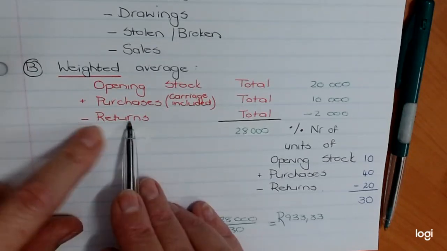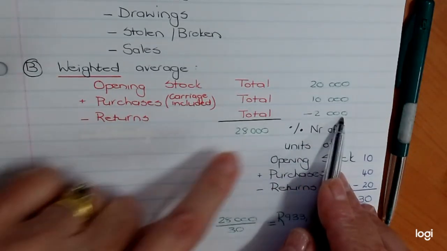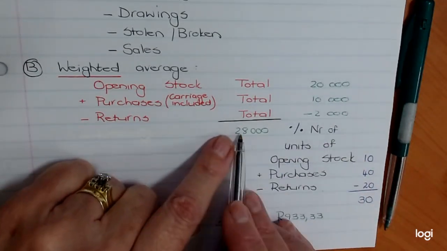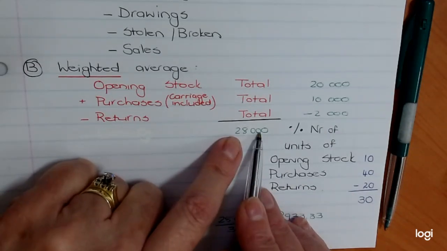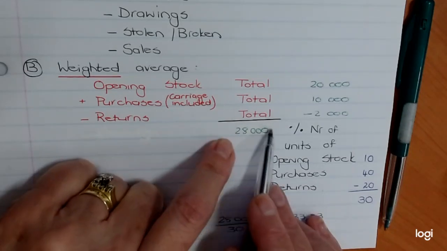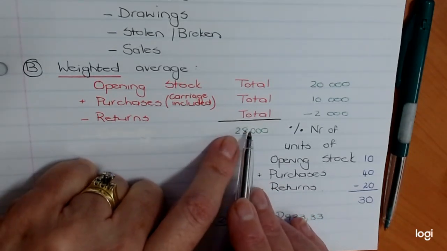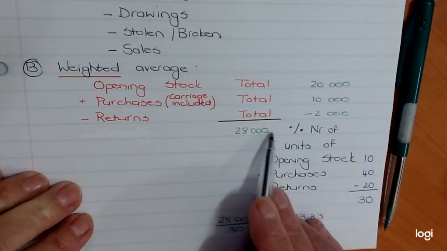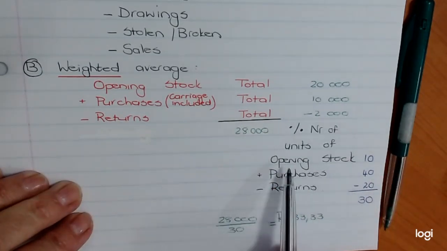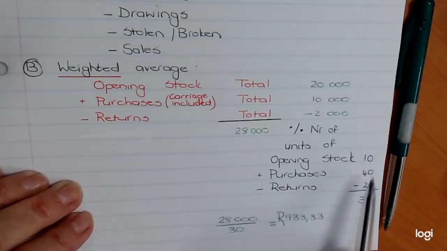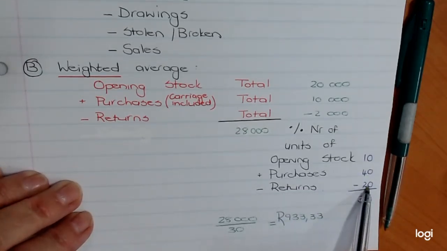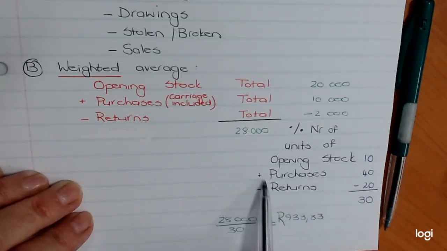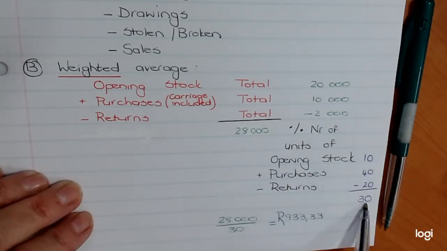And then you minus your returns. So this will give you your total that you paid for the stock that you have. Now, this is what you paid, but what is the stock that I have paid this for? I have paid this amount for the 40 units that I've purchased, and I didn't pay for the 20 that I returned. So I have the units, 30 of them.